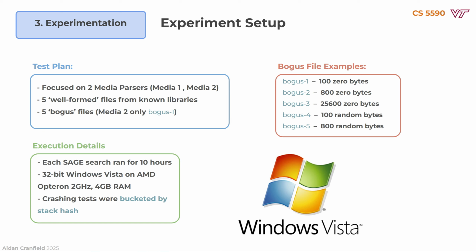And then crashing tests were bucketed by stack hash. So what the stack looked like, they hashed it, and this was a unique identifier based on the crash point. And this identifier was helpful in determining whether crashes came from the same bug.